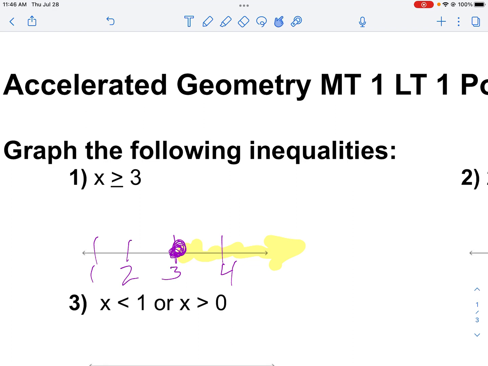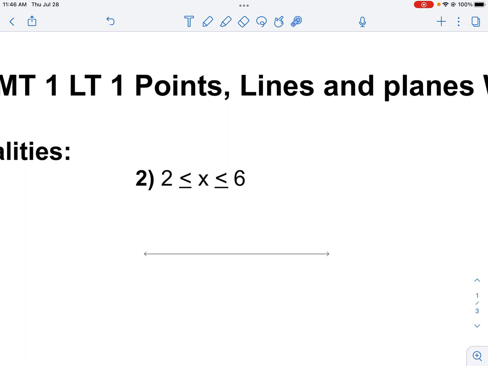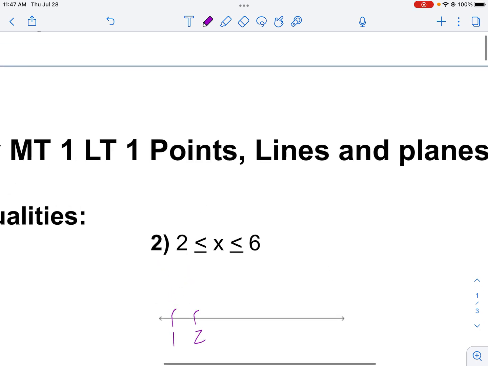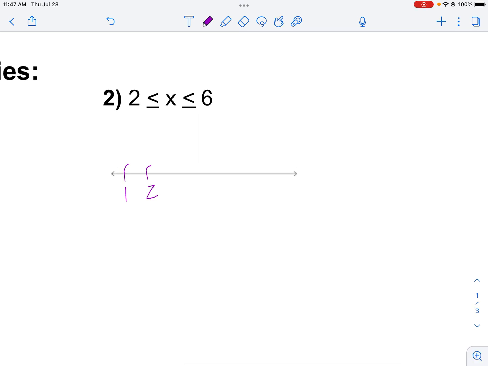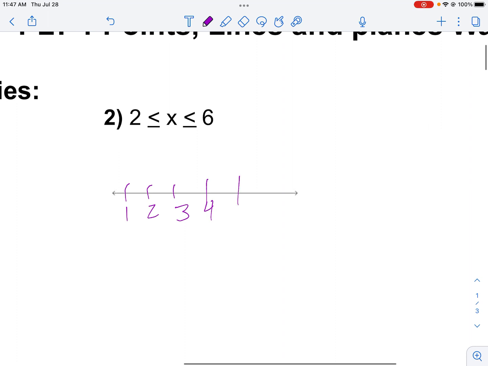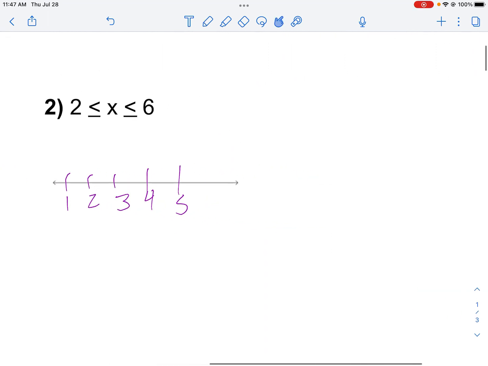Now let's take a look at example 2. This is one we're going to graph in between 2 and 6. So I need to have 2 in my number line, so I'll put 1, 2, 3, 4, 5, 6, and 7.